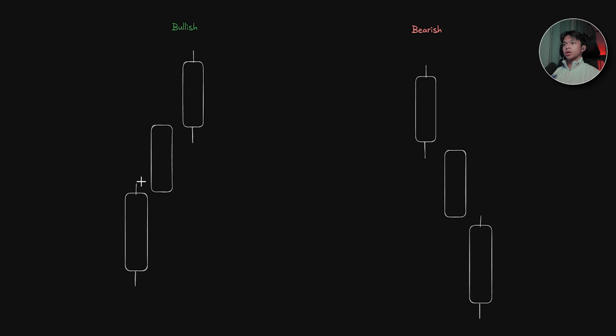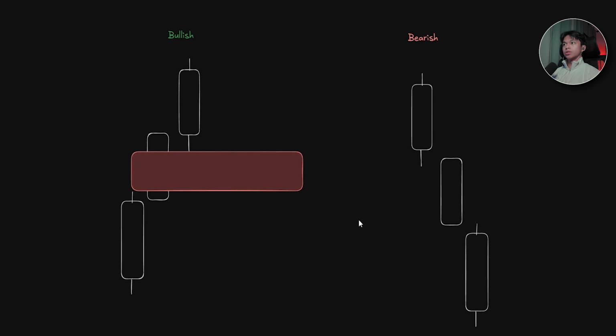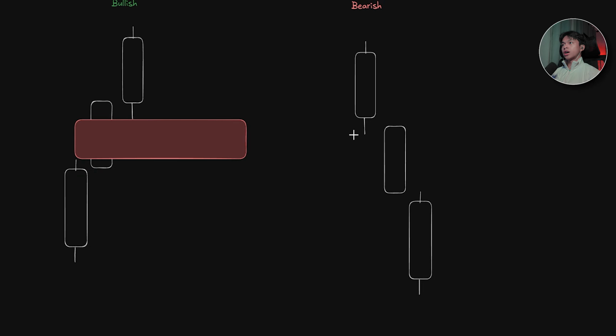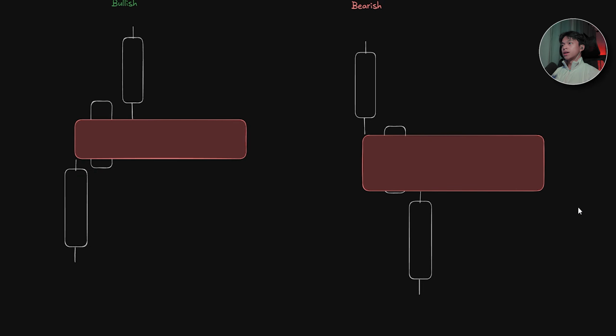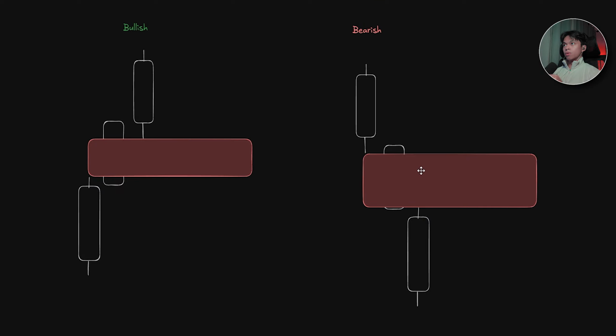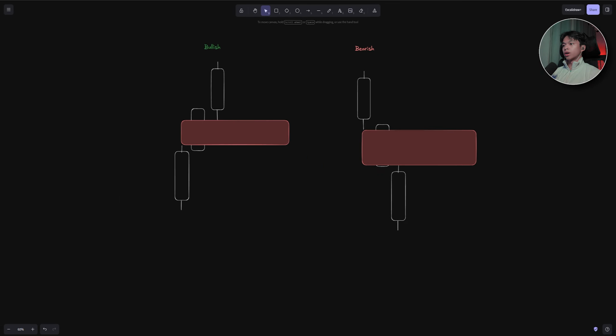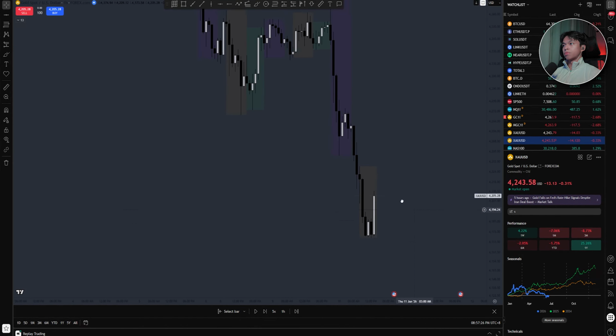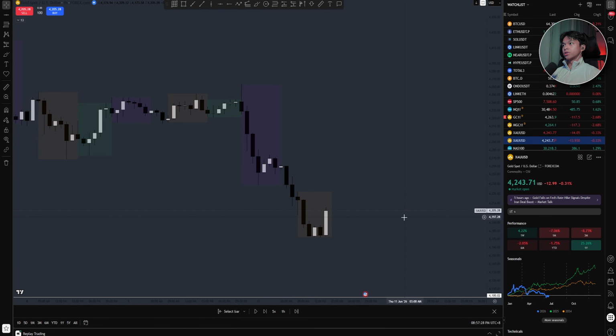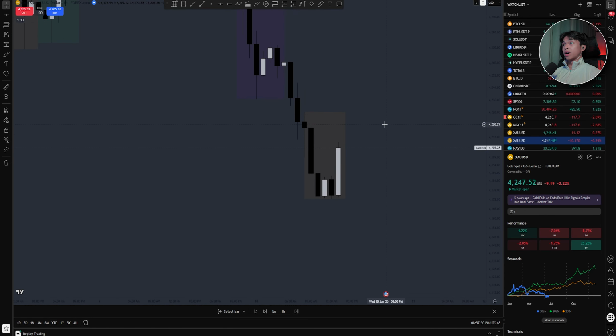Obviously, you guys are going to be marking your fair value gap around this level. And if you're on the bearish side, you're going to be marking your fair value gap something like this. Now, when you see these two fair value gaps, and the market is pulling back up, the majority of traders would always be looking for a buy fair value gap.